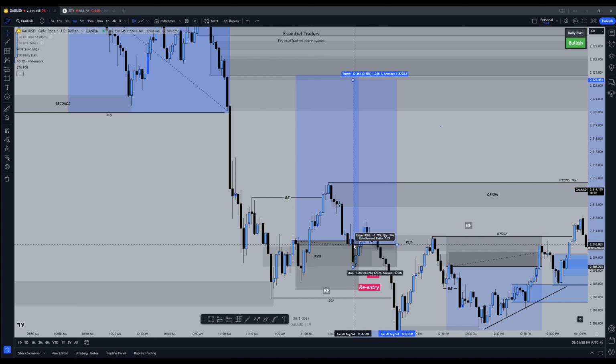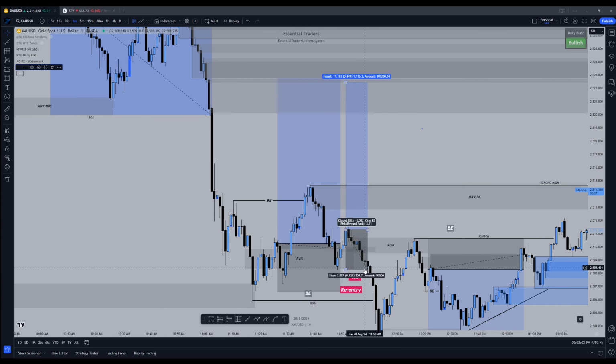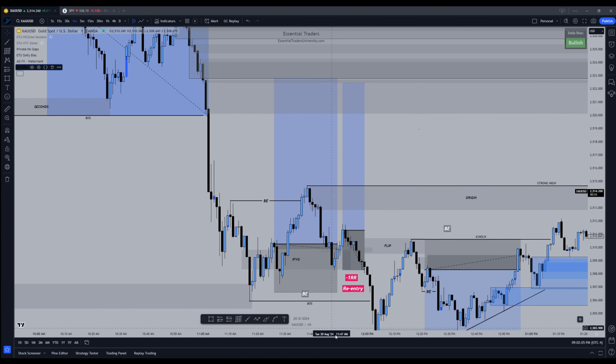Here I took an inverse fair value gap model. I entered a little bit late here. I should have entered off this body closure above, but I entered there. Late entry, and I got stopped out. Re-entry. I labeled it in my journal as well. Make sure to label your re-entries in your journaling, or data collection at least.